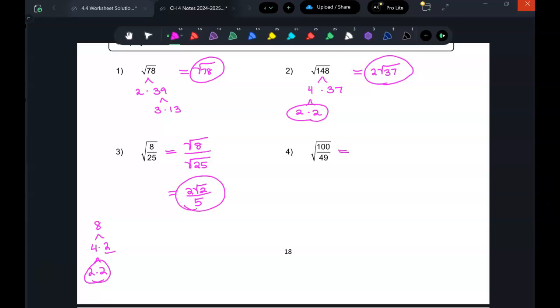Okay, square root of 100 over square root of 49. Oh, these are both perfect squares, so we get 10 over 7.